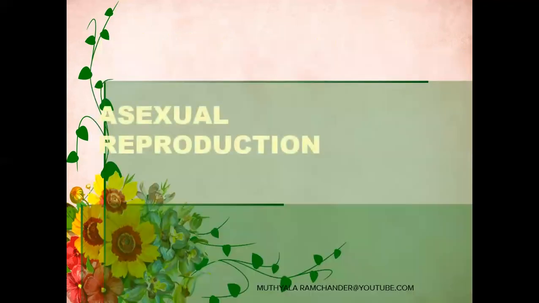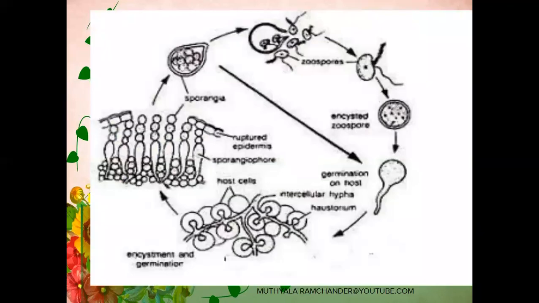Now we discuss asexual reproduction. The mycelium participates in asexual reproduction only under favorable conditions. Around the Albugo mycelium, if favorable conditions are present, those conditions mainly help in the asexual reproduction of the fungi.